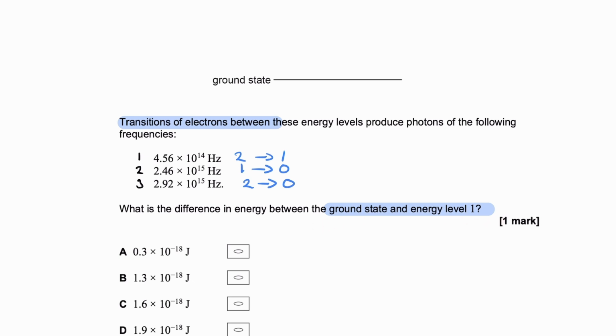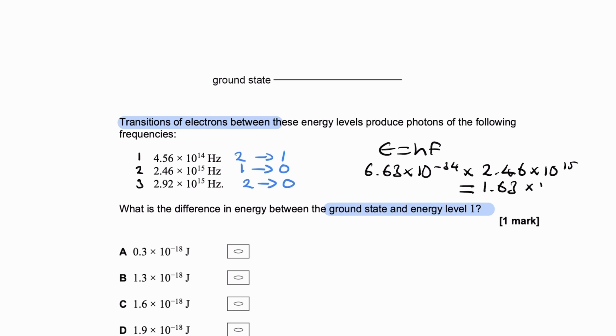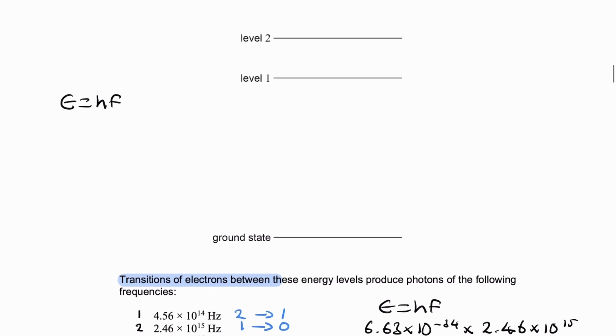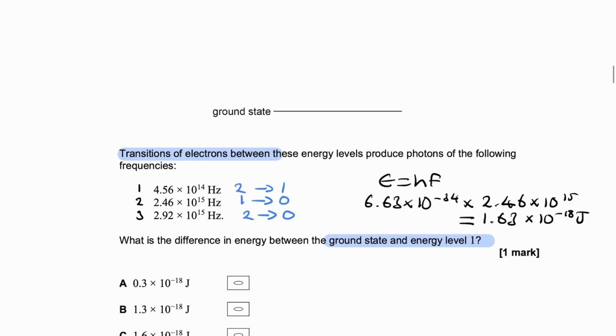So if we look at the second photon that we have, which corresponds to the de-excitation from level 1 to 0, if we work out the energy of that photon, so if we do 6.63 times 10 to the minus 34, so Planck's constant, multiplied by this frequency of 2.46 times 10 to the 15, that gives us 1.63 times 10 to the minus 18 joules. That's the energy of the photon that gets released when going from level 1 to 0, and therefore it must be the difference between these two energy levels. So our answer would be C.